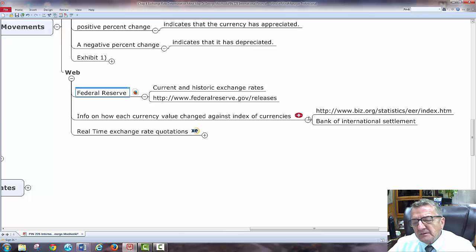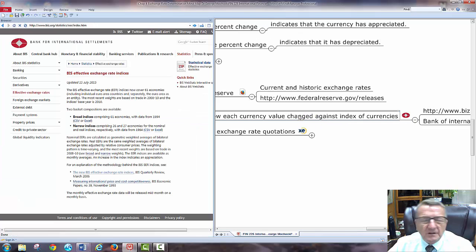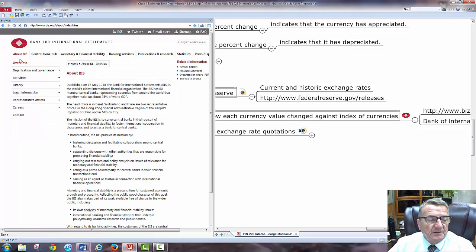The other one I have in here, Bank of Settlement. That's a good one too. Remember, you keep the information, categorize that. It's the Bank for International Settlements. About, let's see what they say. Established in 1930, so it's been around a while. The Bank for International Settlements is the world's oldest international financial organization. Got it spelled wrong. Geez, you would think they'd catch it. That's okay. The BIS has 60 central banks representing countries around the world that together make up 95% of the gross domestic product of the world. So they're looking at it. So this is pretty good, big.